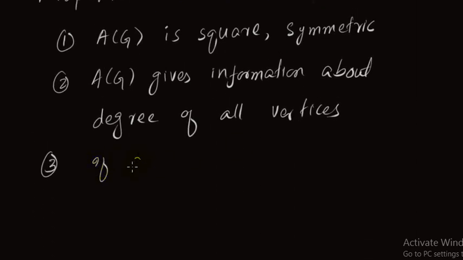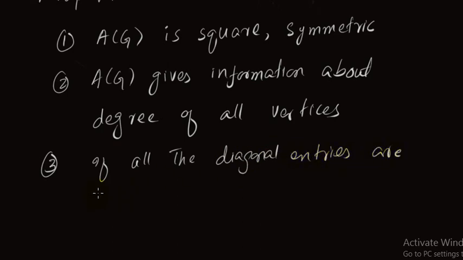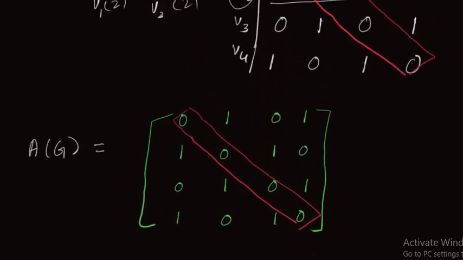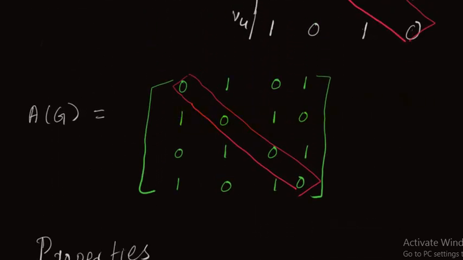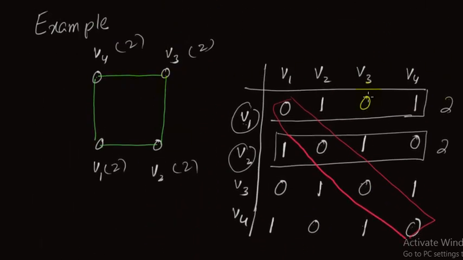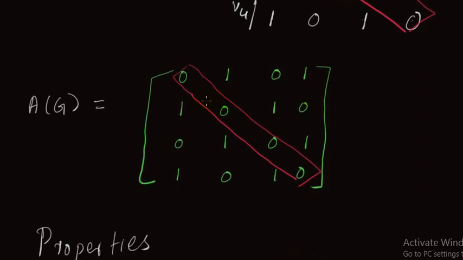If all the diagonal entries are 0, then there is no loop in the graph. There is no loop in the graph. Therefore, we see that the adjacency matrix of a graph gives useful information about a graph. All information about a graph can be drawn from its adjacency matrix.